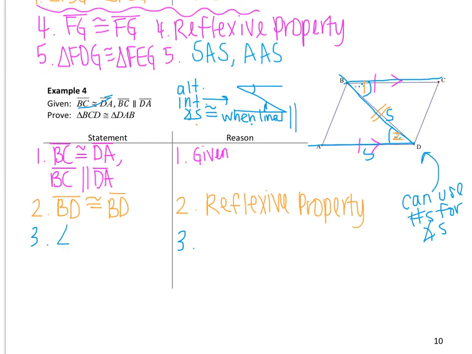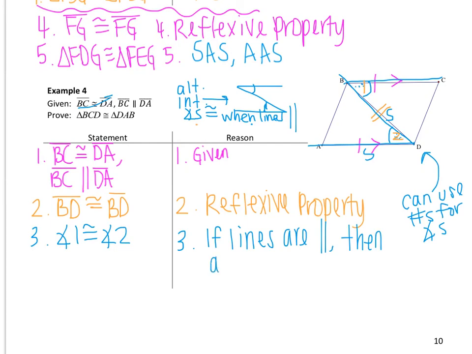So now for statement 3, I'm going to say angle 1 is congruent to angle 2. And the reason for that comes from the fact that we had parallel lines. So if lines are parallel, then the angles formed were alternate interior. So then alternate interior angles are congruent.